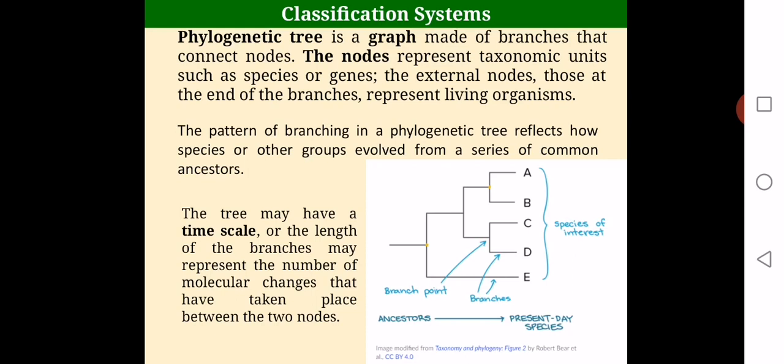All right. So a tree may have a time scale also. Or the length of the branches may represent the number of molecular changes that have taken place between two nodes. So the length of the lines we draw between two nodes represents what? It represents the number of changes that have taken place between the two nodes. It is actually a representation of the time scale also.